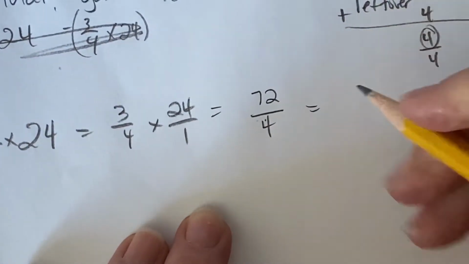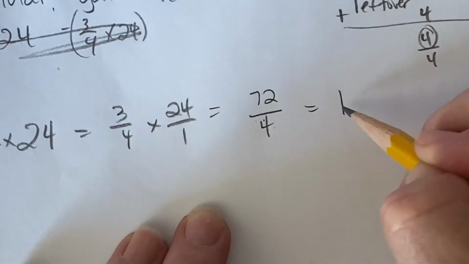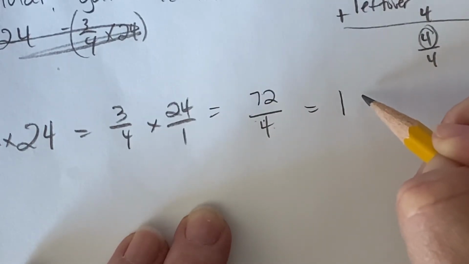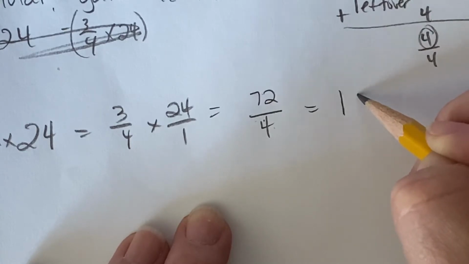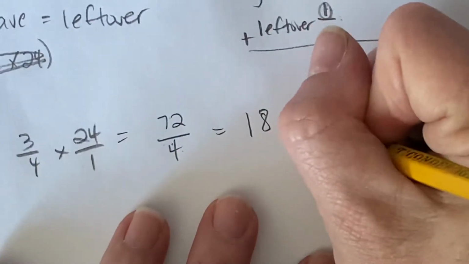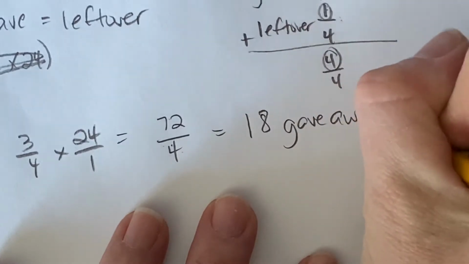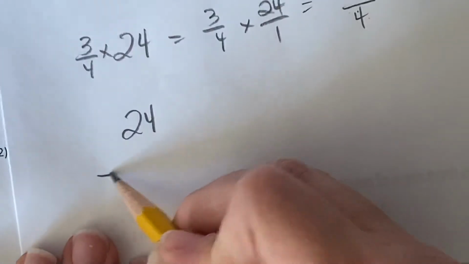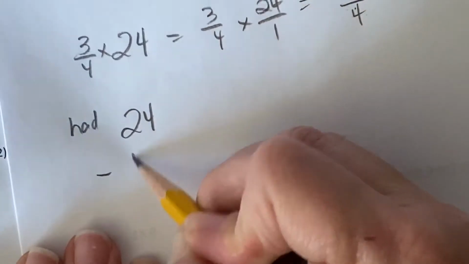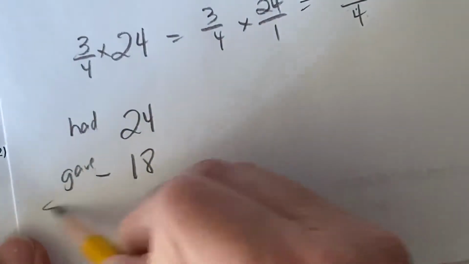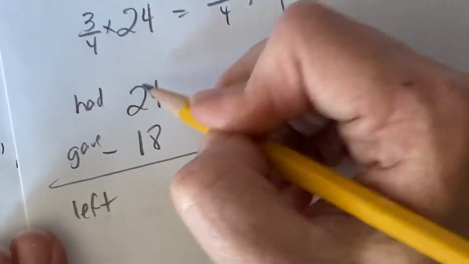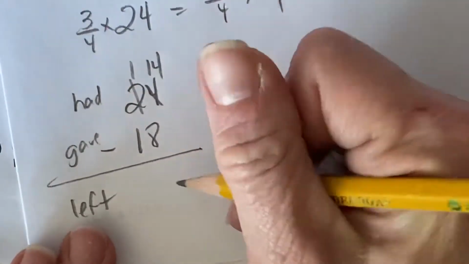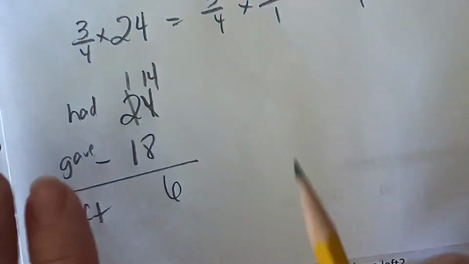Now I'm going to divide that, and I just happen to know that 4 goes into 7 one time, and there would be 3 left over. So 4 goes into 32, 8 times, so 18 cupcakes that he gave away. But that's not my answer. My answer is what does he have left over? So now I have to take 24, what he had, minus 18, what he gave, to find out what he has left. 6 left over.